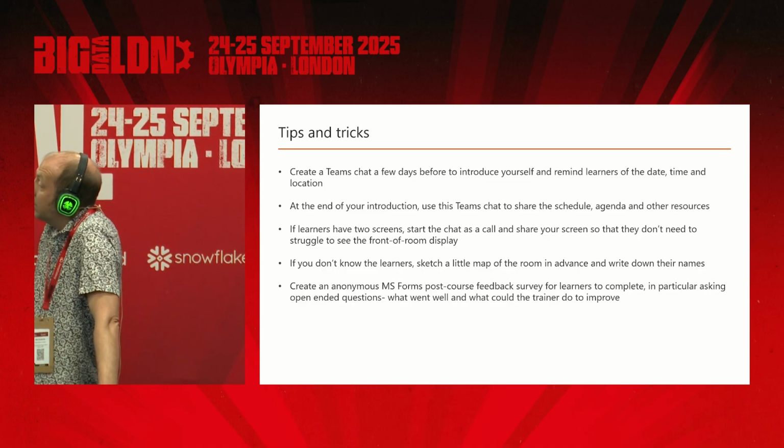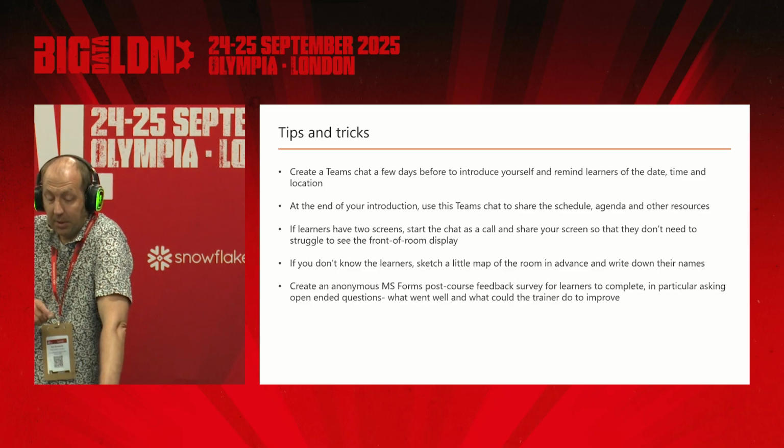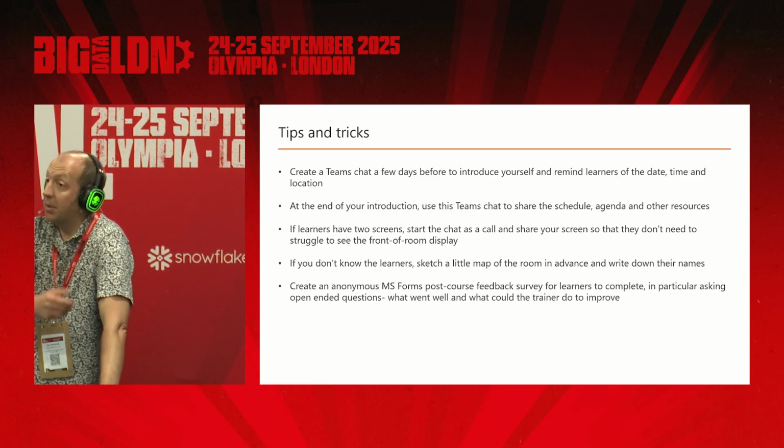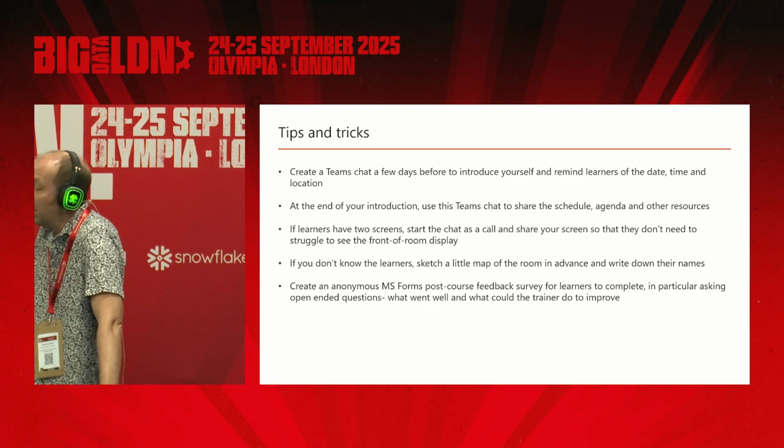If we don't know the learners, what we can do before we start is make, on pen and paper, a little map of the room with where all the desks are. As people do their introductions, we just write down their names, and by the end of day one we'll have learnt all their names.